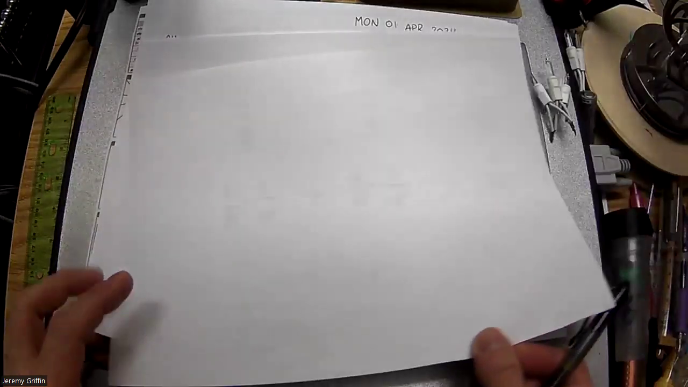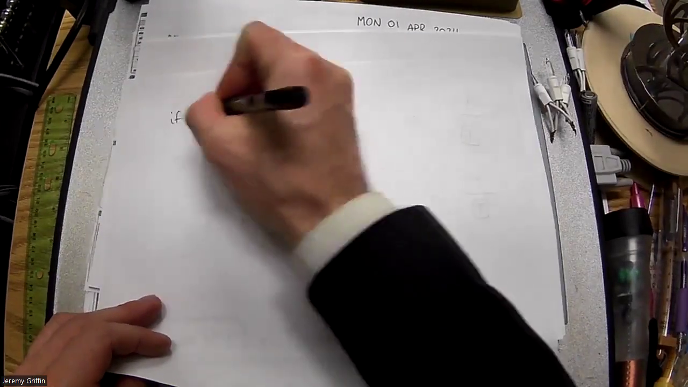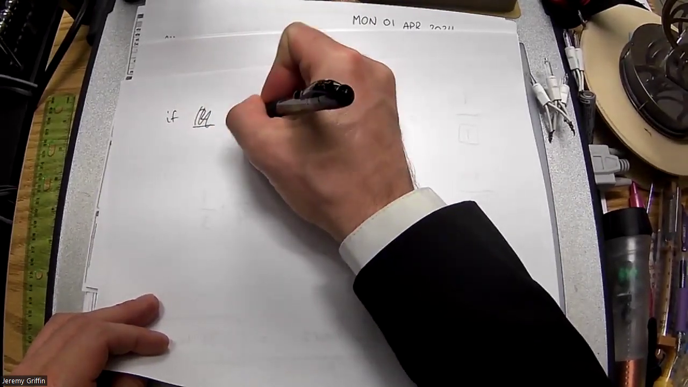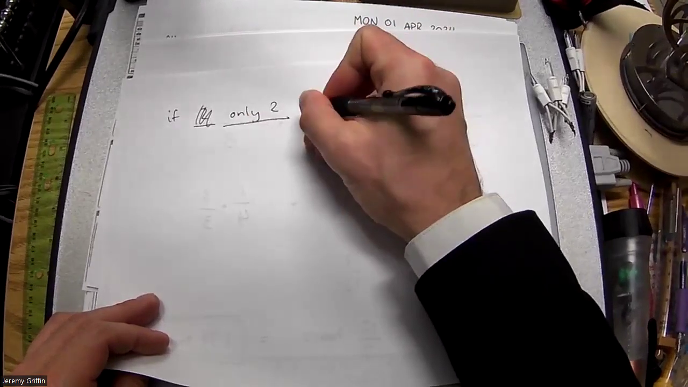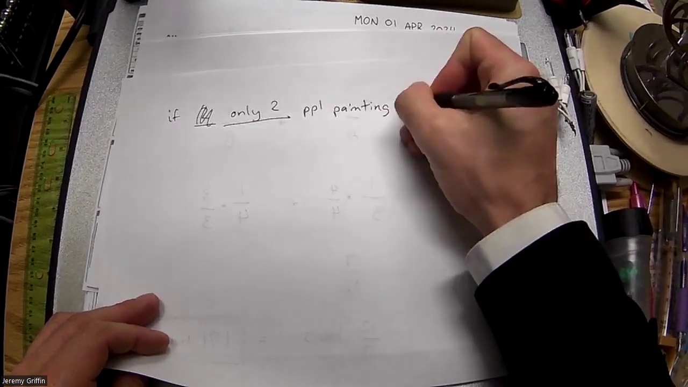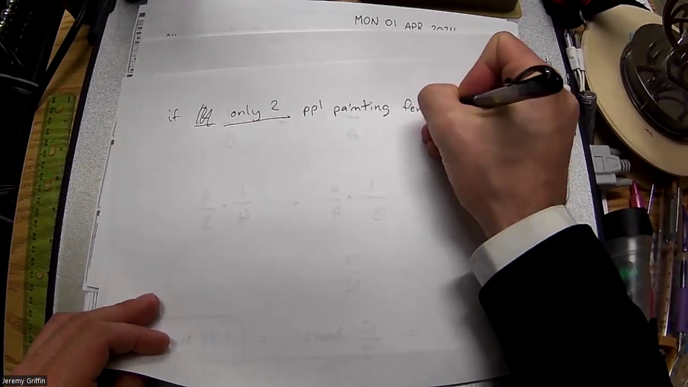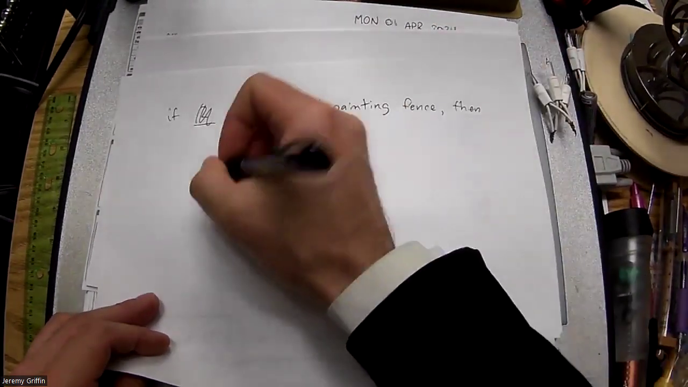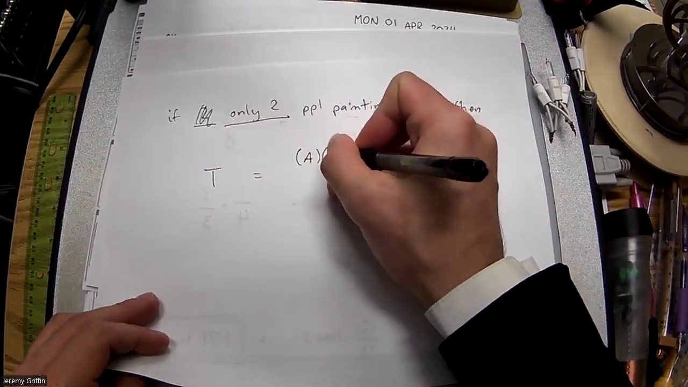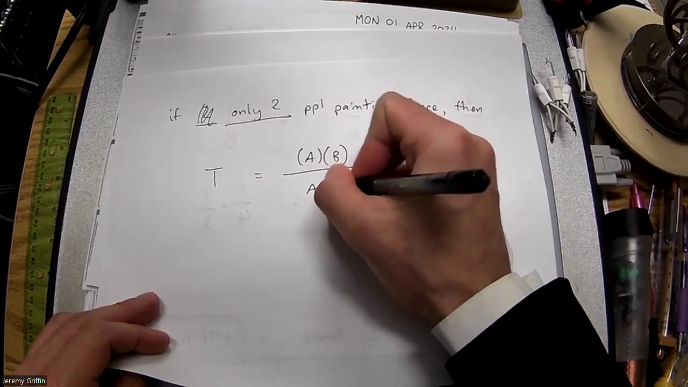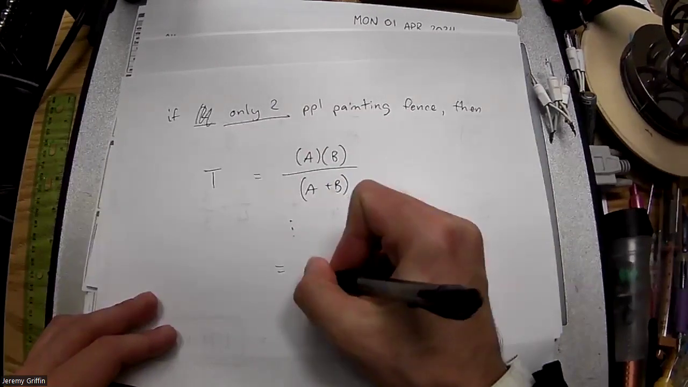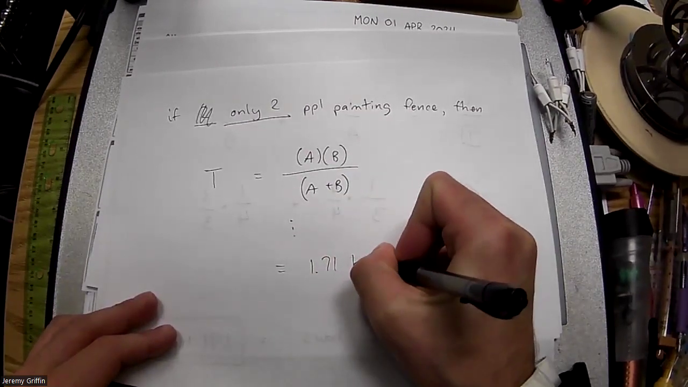That's as long as you have 2 people painting the fence. So if there's only 2, so we're just focused on 2 people painting the fence, then the total time, T for total time, is product over sum. So Alan times Bob over Alan plus Bob, but that's kind of what we just did, right? Just a shortcut to it. Again, it's 1.71 hours about. Okay, right, guys get that?